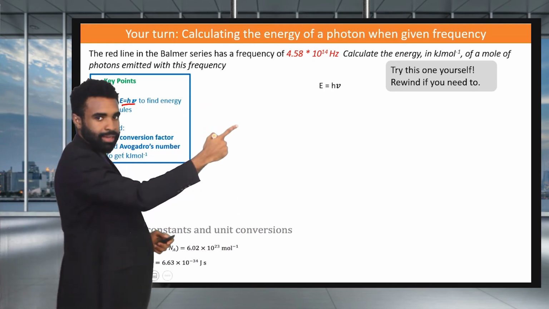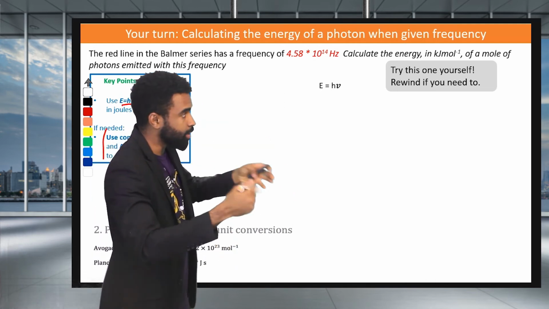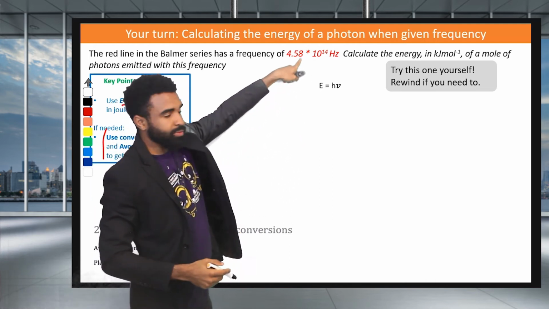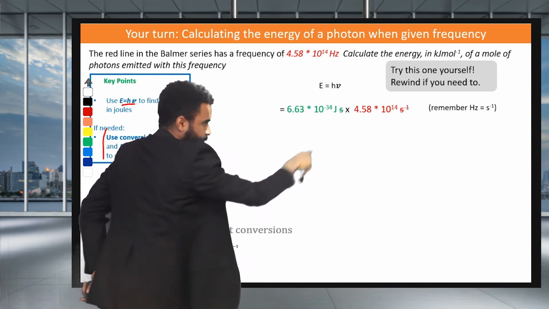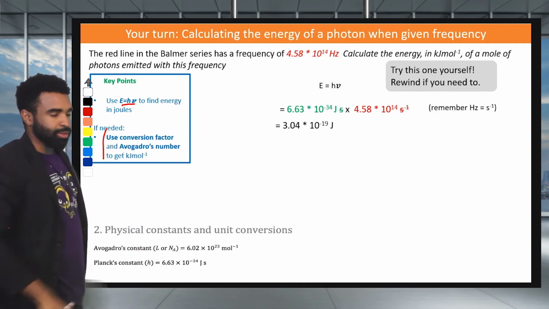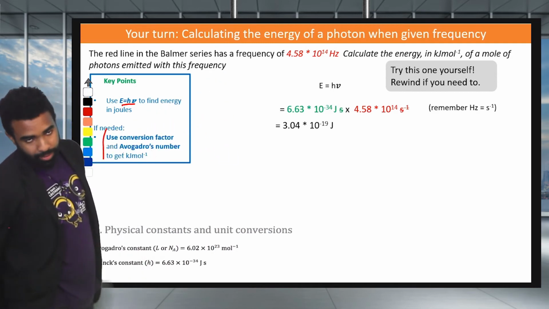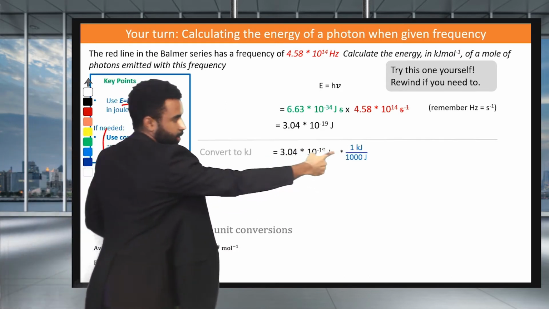E equals h mu, like I said. H is what? Planck's constant. Mu is your frequency, mu, remember? And we get it from the question. So E equals, therefore, Planck's constant from our data booklet times that from our question. And we end up with that value in joules. But they're asking for it in kilojoules per mole. So we have to convert to kilojoules using our conversion factor.